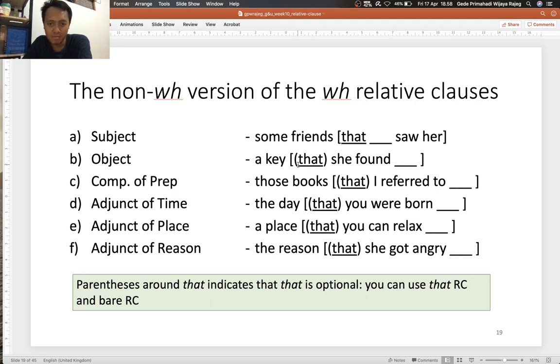So yeah, using that relative clause, and if you see the parentheses around that, it means that here is optional. So you can have that omitted. You can use the that relative clause here or the bare relative clause without any relative pronoun. So you can say something like a key she found, those books I refer to, or those books that I refer to. Okay.